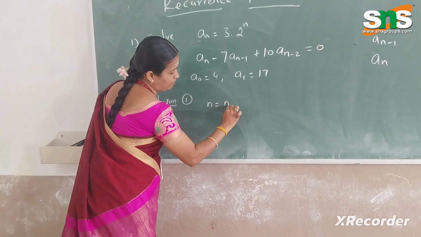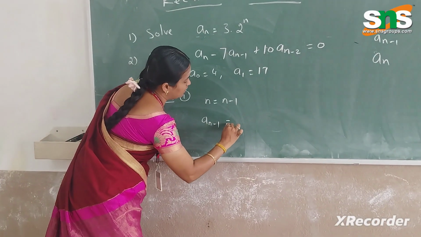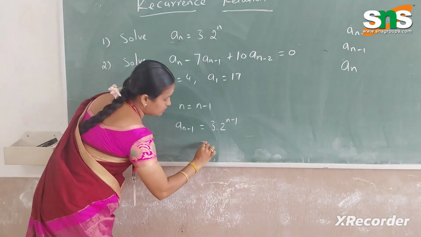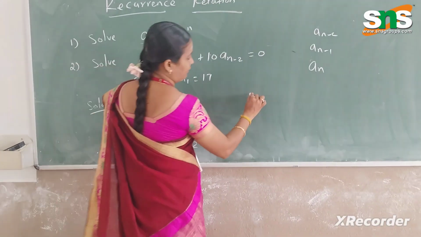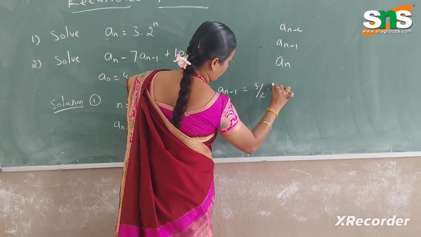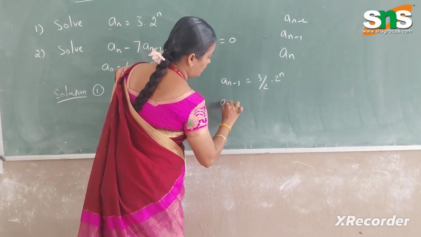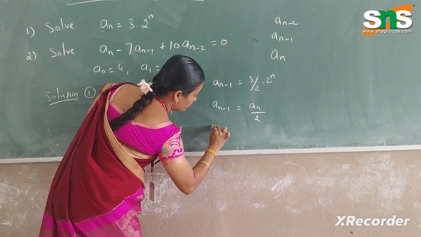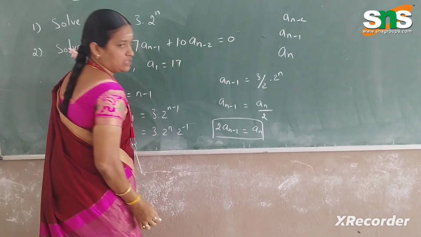First replace n by n minus 1, since n minus 1 is the previous term of n. So that equation becomes a_(n-1) equal to 3 into 2 power (n-1). This can be written as 3 into 2 power n into 2 power minus 1. Therefore a_(n-1) equal to 3 by 2 into 2 power n. We already know 3 into 2 power n is a_n. Therefore a_(n-1) is equal to a_n by 2. Cross multiply: 2 into a_(n-1) equal to a_n. So this is the recurrence relation for equation number 1.